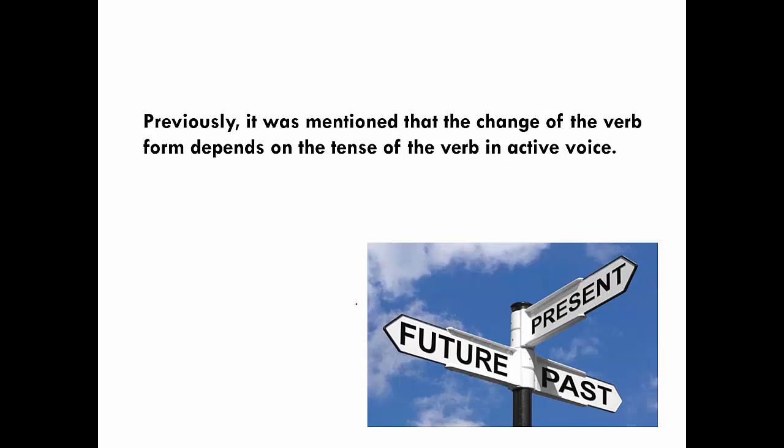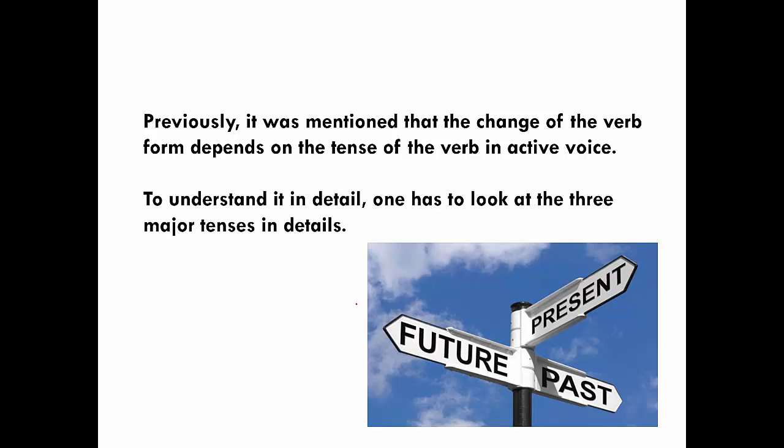As I have been mentioning again and again, changing the sentences from the active to the passive voice depends on the verb and the tense of the verb in active voice. We will now be looking at the three tenses in detail: the present tense, the past tense and the future tense. When we talk about the present tense, I'm sure you all must have already done in your previous classes the simple present, the present continuous and the present perfect. The same with past tense, simple past, past continuous and past perfect. And here when we are talking about the future tense, we will just be dealing with the simple future.